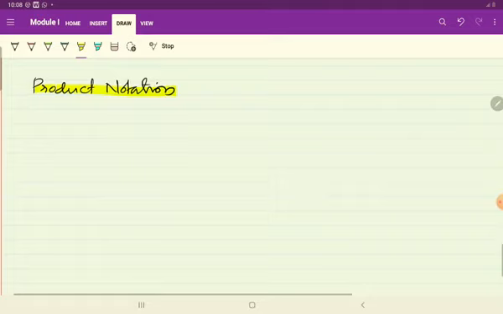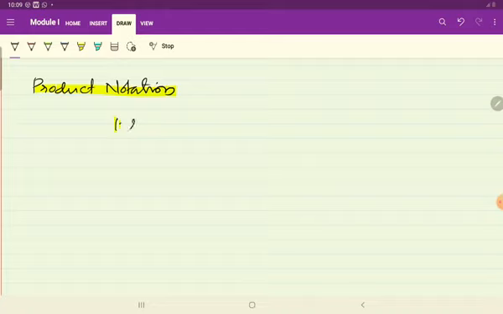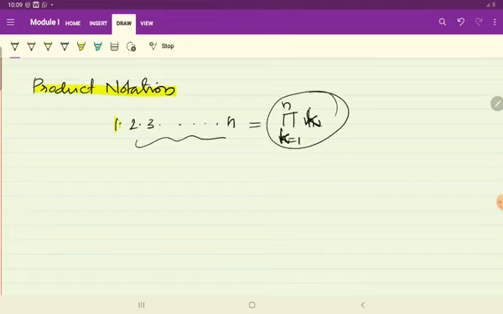Product notation: we know the product of 1 into 2 into 3 into etc. into n. We can write it as the product, k varies from 1 to n, of k. This is actually n factorial. So n factorial, we know it is f of n. We can write it as the product k varies from 1 to n of k, like this.